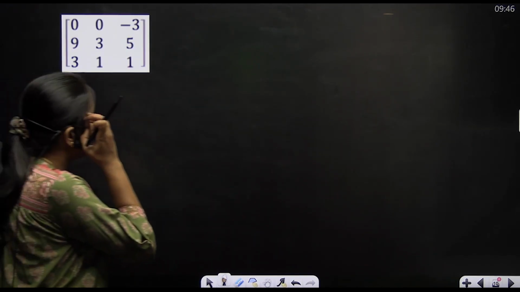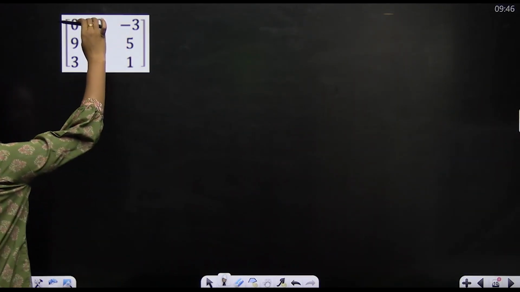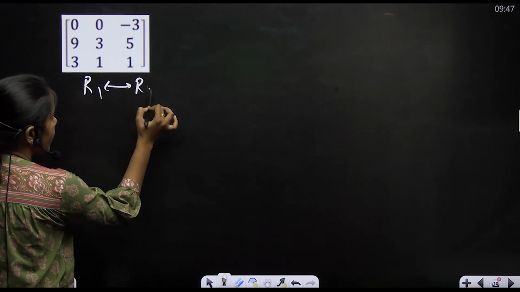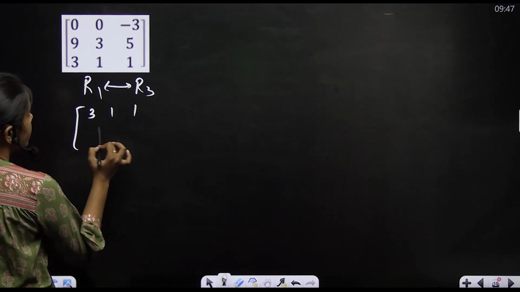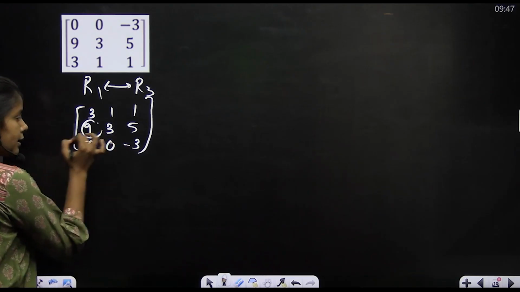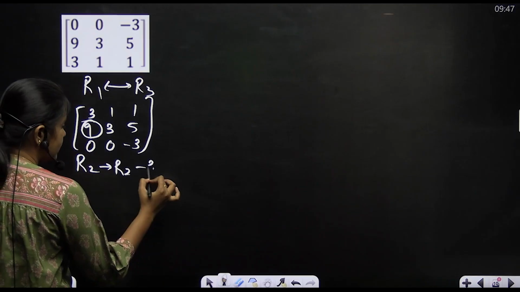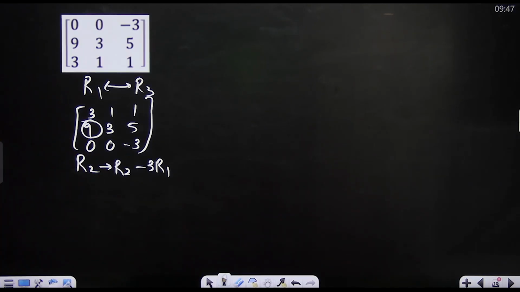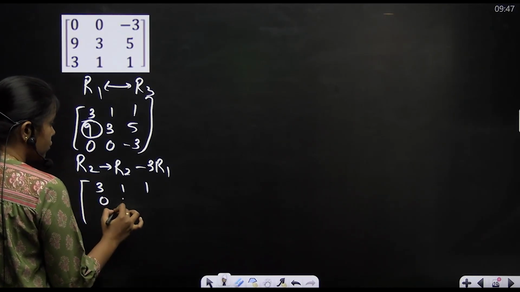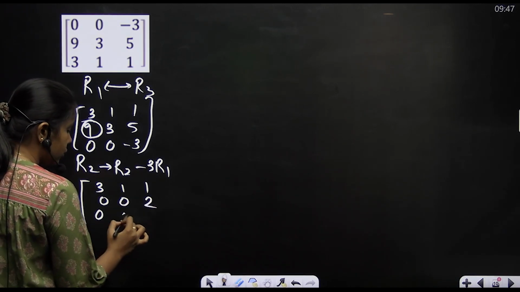If I need to find the rank here, I need to row reduce it. First I can see that it has the maximum number of zeros, so I can take it to the bottom. I can write R1 interchange with R3. I'll get 3 1 1, 9 3 5 and 0 0 minus 3. Now I'll make this entry 0. That is my next task. R2 tends to R2 minus 3 R1. What would it become? 3 1 1, 0 0 5 minus 1, 5 minus 3, that would be 2, 0 0 minus 3.